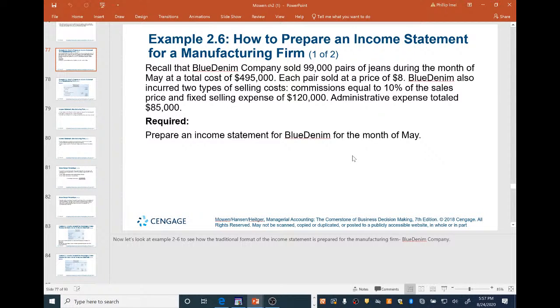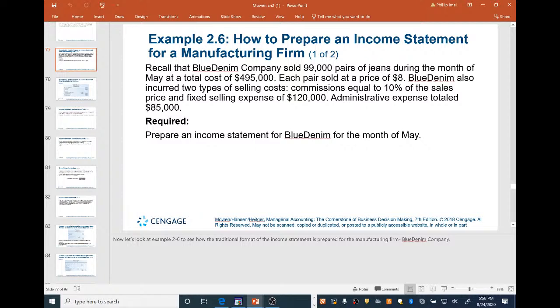And it says that during the month of May that we sold them at a total cost of $495,000. So cost of goods sold is given, right? We had to calculate sales revenue based upon the number of pairs of jeans sold by how much we sold it for each price. Remember, because price times quantity sold gives us sales revenue. So there's our sales revenue: $99,000 times $8. Cost of goods sold, because remember we sold it for a total cost of $495,000, so there's cost of goods sold. So sales minus cost of goods sold.